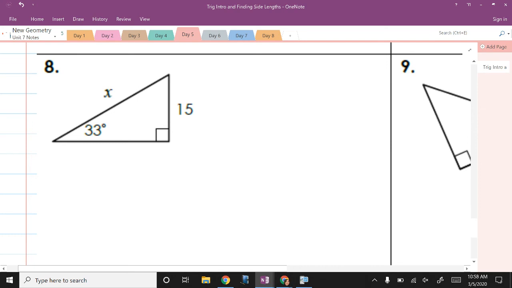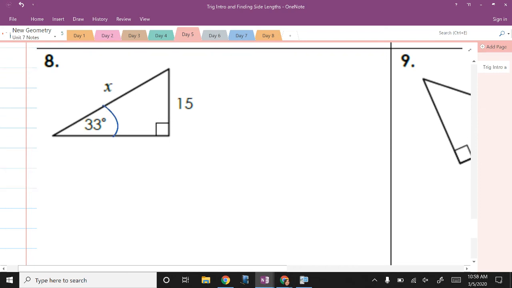Now, number 8, it gets a little bit more complicated. Not really, but just the setup of it, it's going to take a little bit more work to solve for x. Okay? So we got a 33-degree angle. X is the what? Hypotenuse this time. And 15 is what to the 33-degree angle?